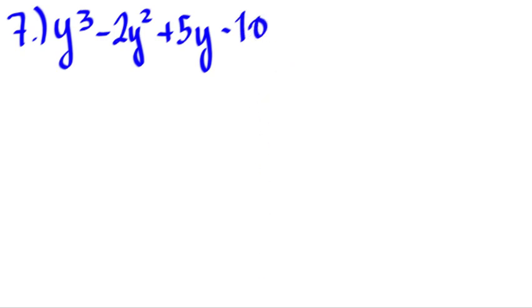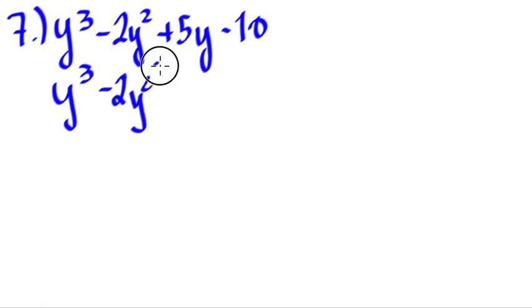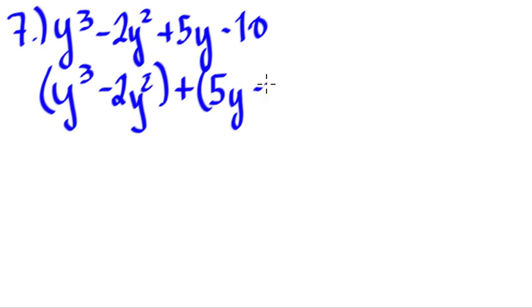So what we're going to do is group this. Maybe we can group y cubed minus 2y squared as one grouping. And then since they don't have the same signs, let's just put plus outside, and then write 5y minus 10. So we simply put them in a grouping, and the four terms are now becoming two groups. And then we will be taking out the factors.